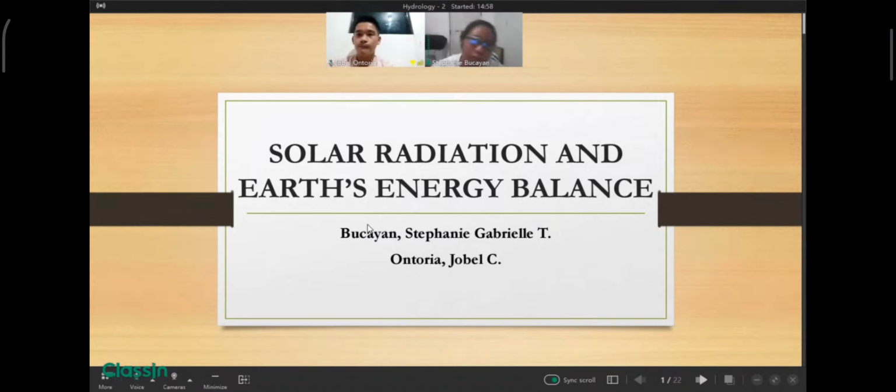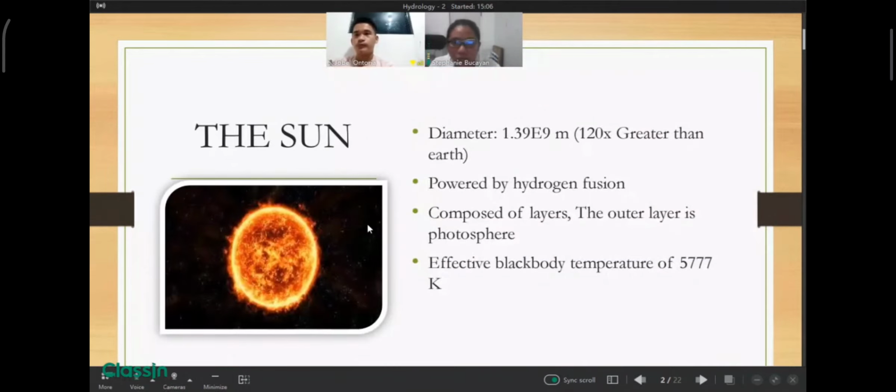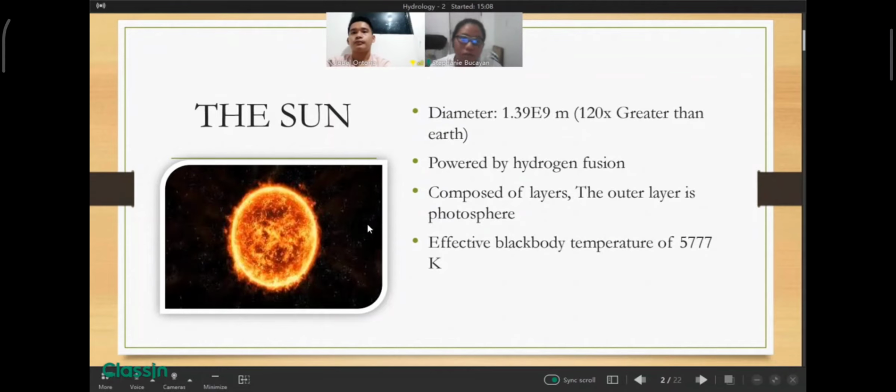For the subject of hydrology, our report is about solar radiation and Earth's energy balance. To start off, the sun. The sun has a diameter of 1.39 million kilometers, or 120 times greater than the Earth.